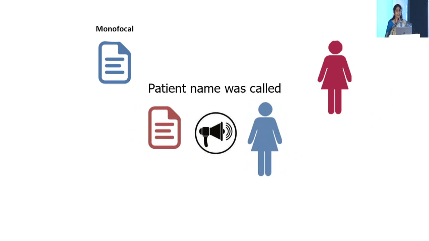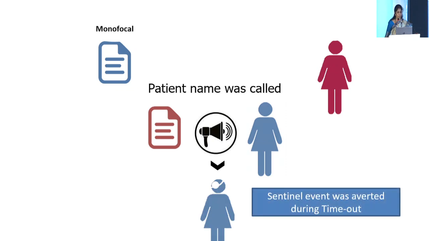Now, as the patient was called, the toric case sheet was taken, and when the patient's name was called, the wrong patient, who was supposed to receive a monofocal lens, was accompanied by the staff with the wrong case sheet. So this patient, who was supposed to get a monofocal, had a toric IOL case sheet, and surgery was about to start, but thankfully before timeout, this was identified. So this event was averted.